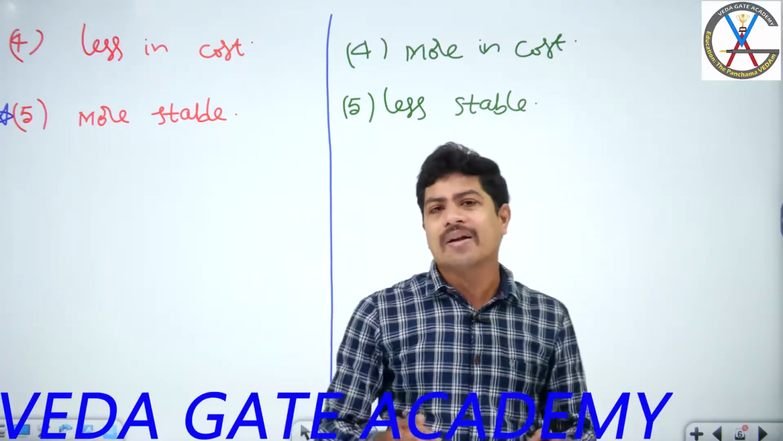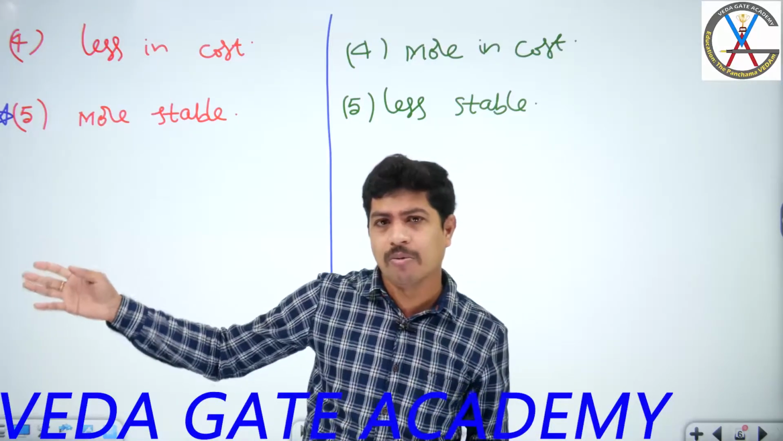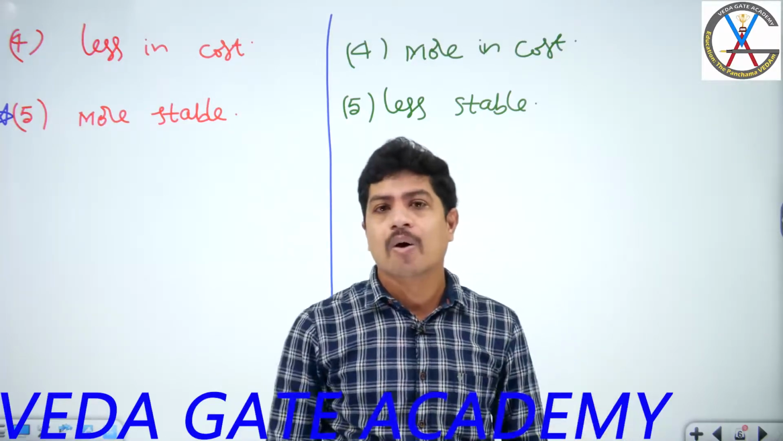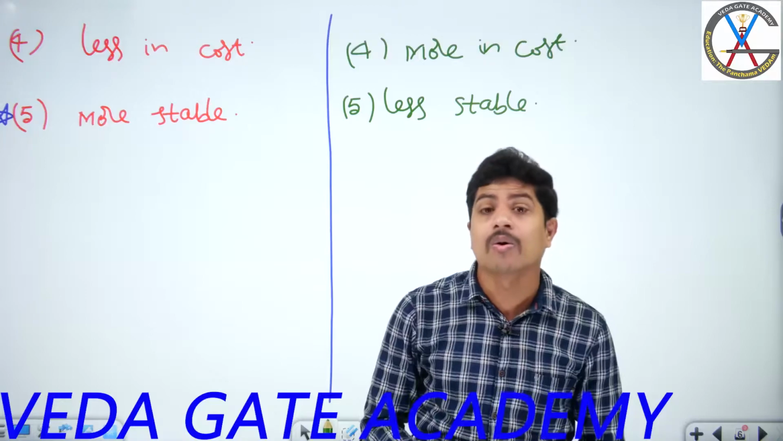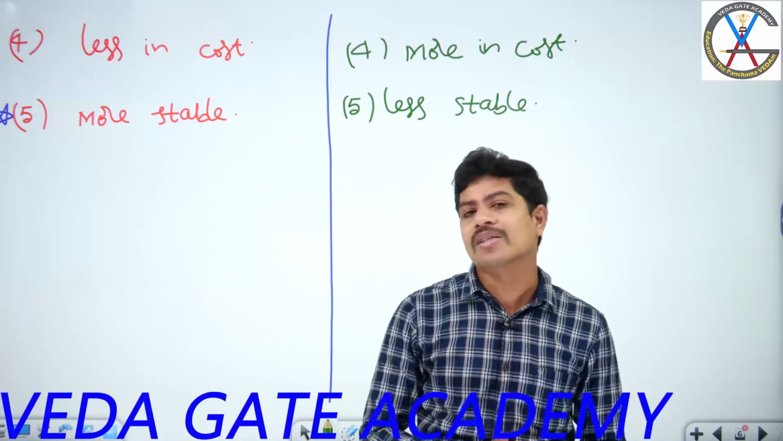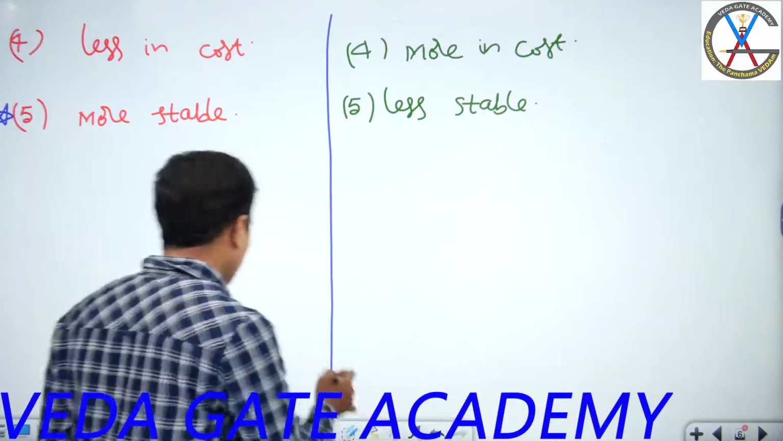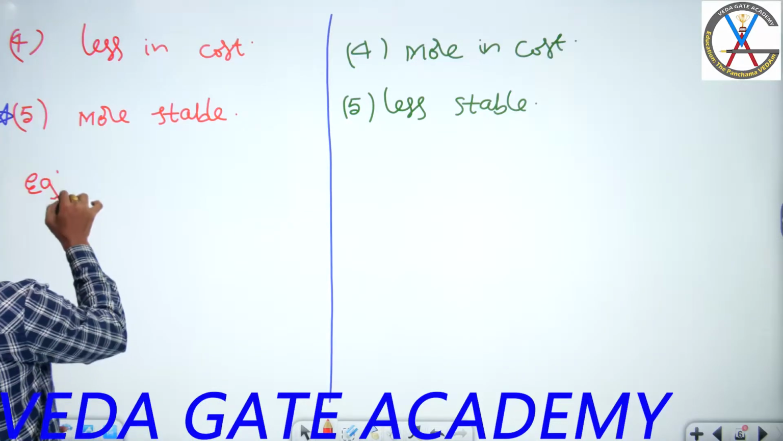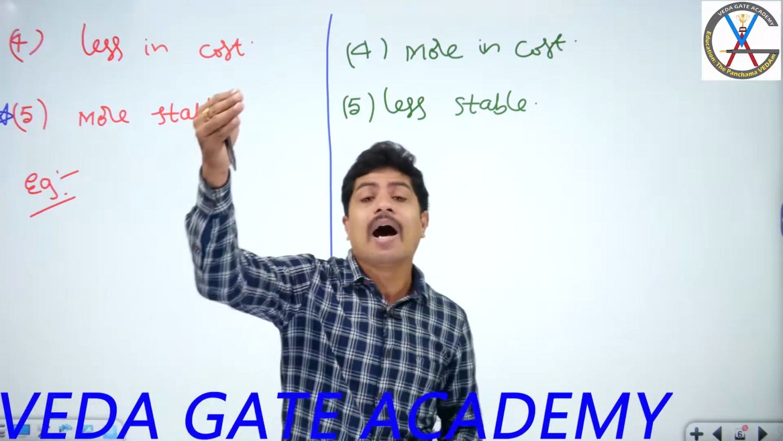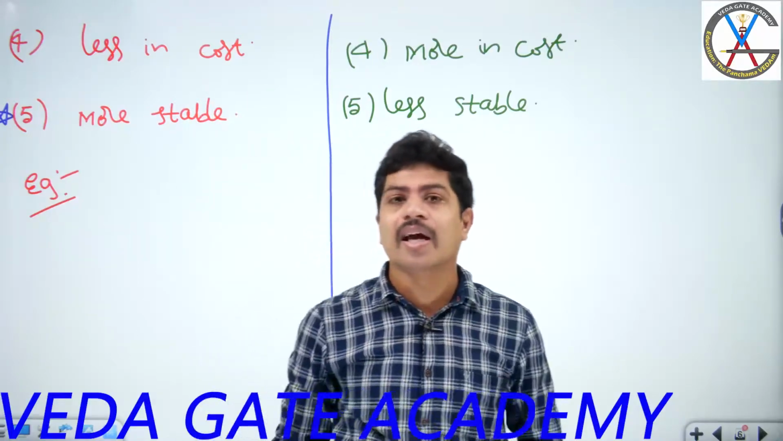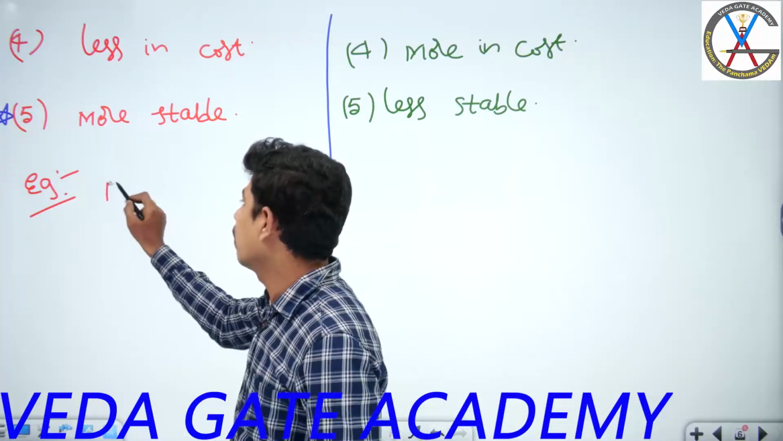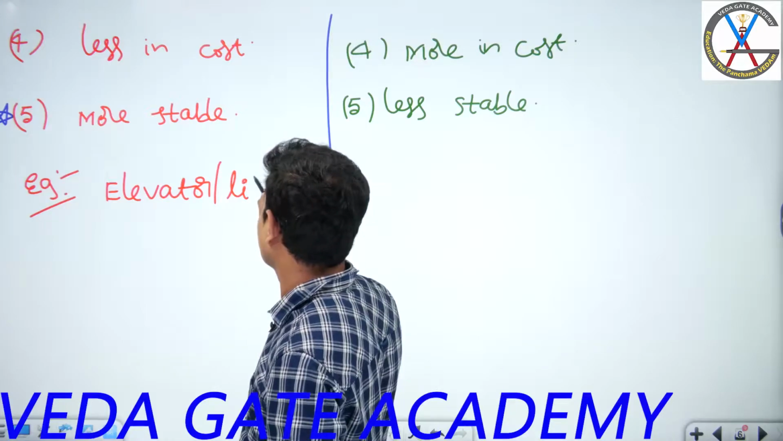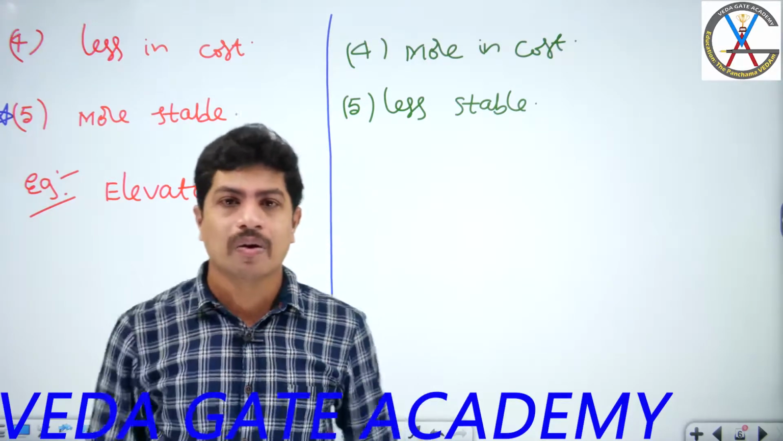Now we are done with the classification of open loop control system and closed loop control system. Which one is practically required for us? Open loop or closed loop? Closed loop control system. I forgot to discuss the examples of open loop and closed loop. Let me write them here. Our practical elevator or lift is a closed loop control system. Yes, elevator or lift is the best example for closed loop control system.